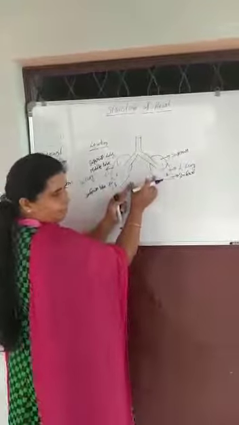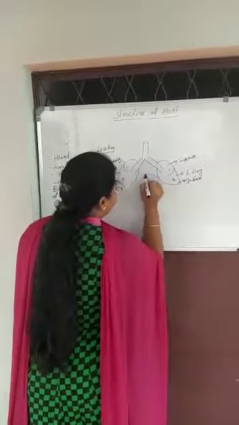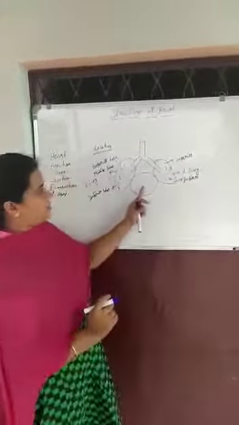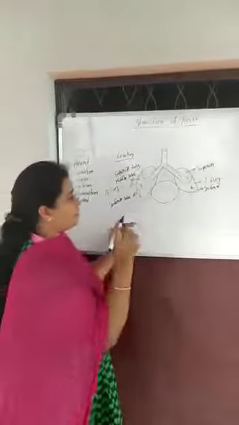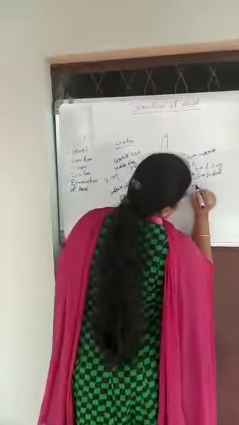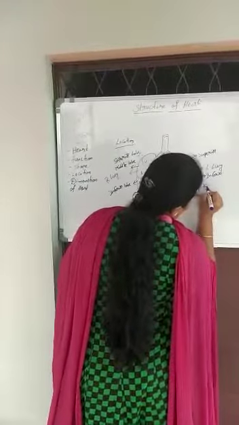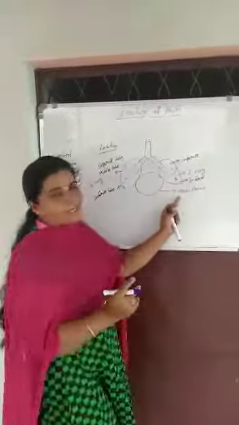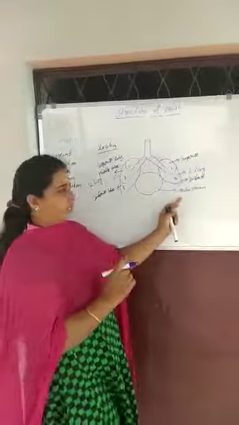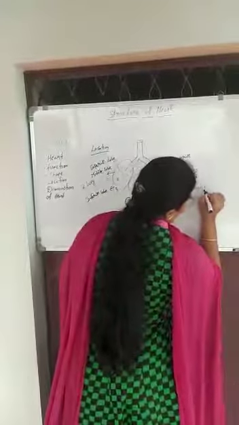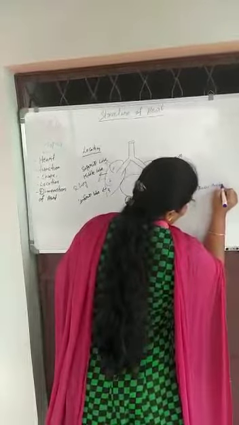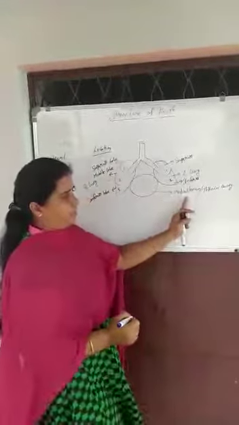So the heart is located in between the 2 lungs. In between the 2 lungs there is a space. This space we call the mediastinum. The mediastinum is a part of the thoracic cavity.